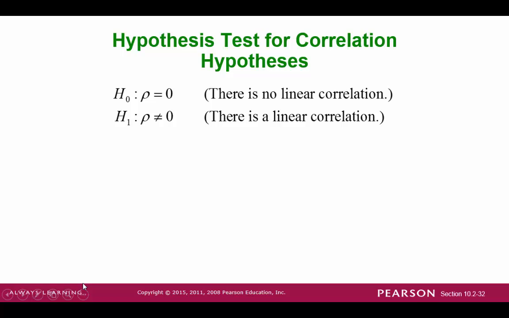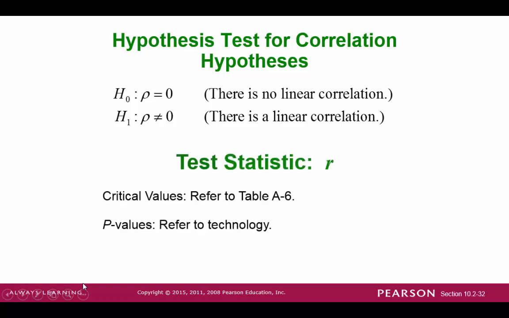Our alternative hypothesis is the claim that we're making. We're asking if there's a linear correlation. So we can test that there's a linear correlation, and that would be our claim. Some important values are the test statistic R, and the test statistic, this is actually going to end up being a t-test, so we can look at the t and also the p-values.